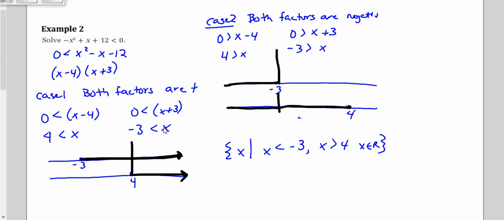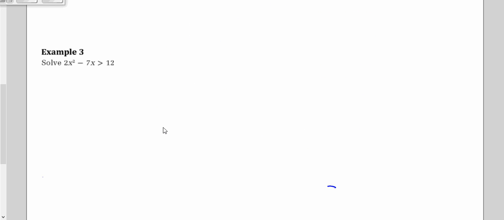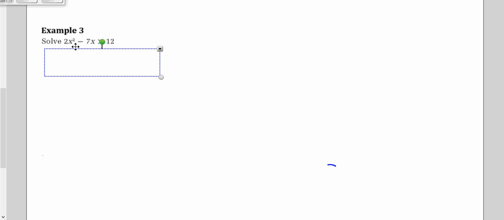And our last example is using sign analysis. So this time we're actually going to use the quadratic formula to substitute and solve. When we solve, we find that x equals 4.8 or x equals -1.3.